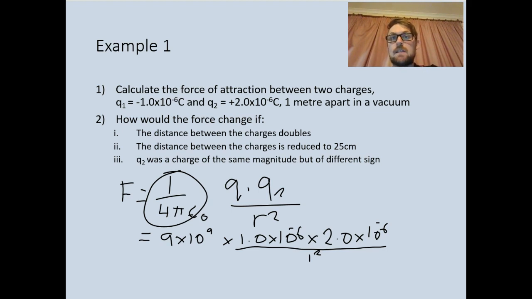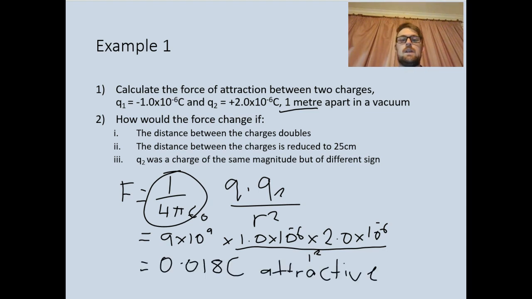Now, the most common mistake people make here is that often the distance isn't given in meters, and you need to always change it back to meters. Often you need to make sure you square it as well. That's a really common mistake. So all we do now is put that into our calculator, and if you put that in your calculator, we will get 0.018 coulombs.